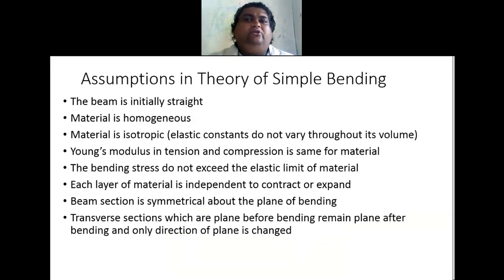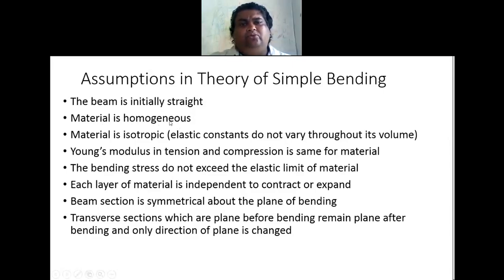Now, first we will see the theory of simple bending, and before we study this, we need to make certain assumptions, right? What are the assumptions? The first assumption is the beam is initially straight. However, if you take any practical case, any beam which has a sufficiently long span sags under its own weight, right? There is already bending that happens. But here we are assuming that the beam is initially straight and there is no deflection in the beam.